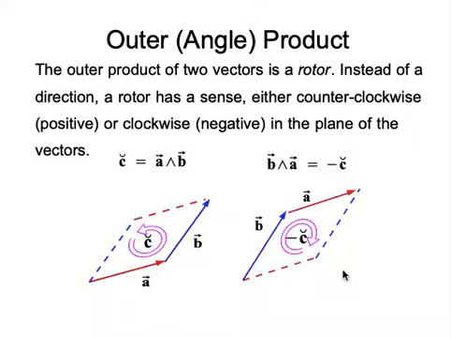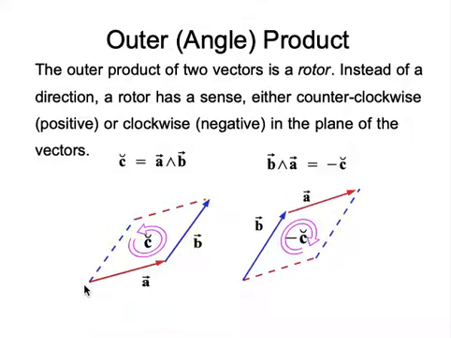Our next product is the outer or angle product. The outer product of two vectors is a rotor. Instead of a direction, a rotor has a sense, either counterclockwise, positive direction, or clockwise in the negative direction in the plane of the vectors. If you think of a vector as a directed line, you can think of a rotor as a directed area or a directed arc. So instead of an arrow above the vector, we have an arc above the rotor.